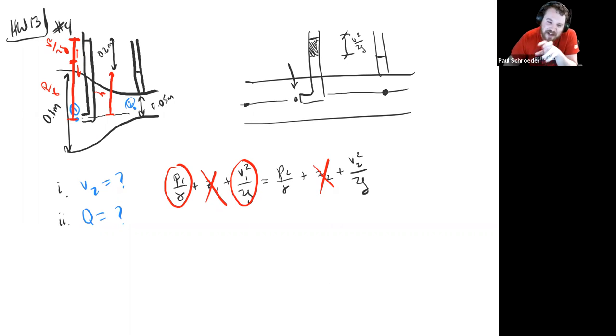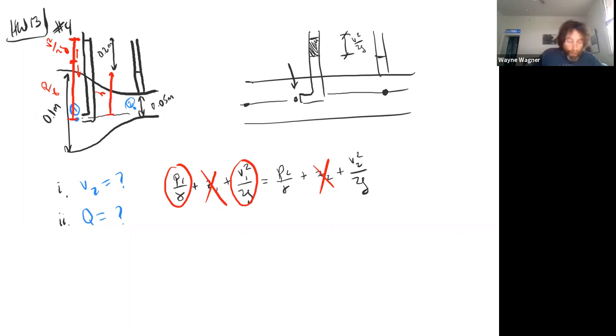I think so. So you're saying it's the same, but since it's a smaller pipe, right? Wait, yeah, I'm only looking at the larger pipe at the moment.